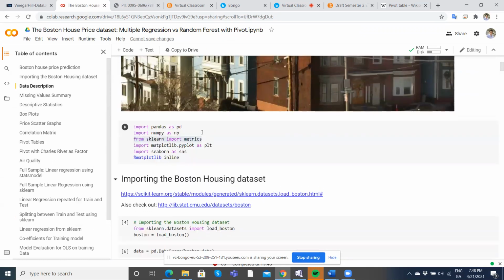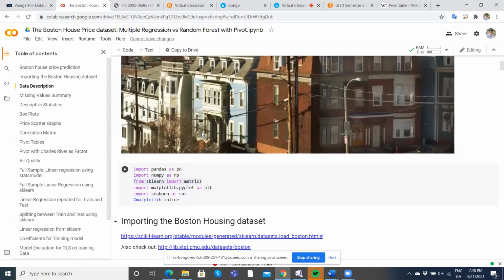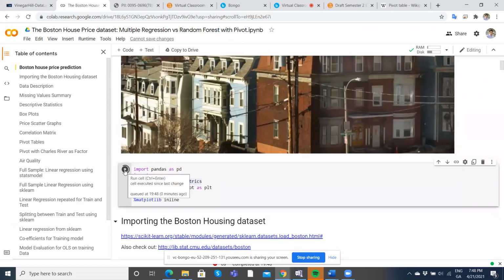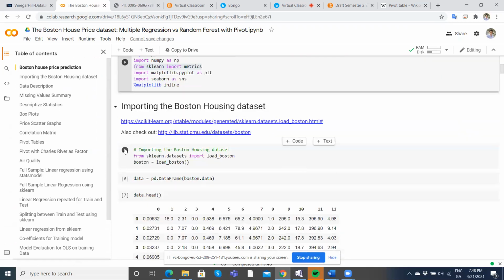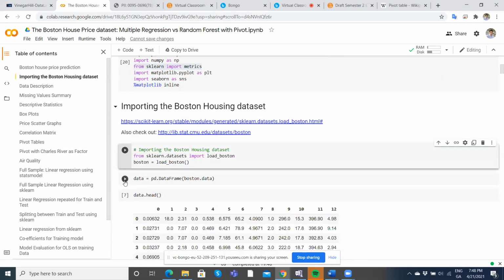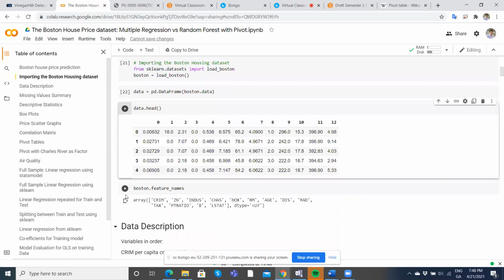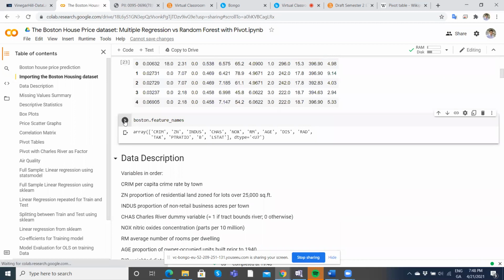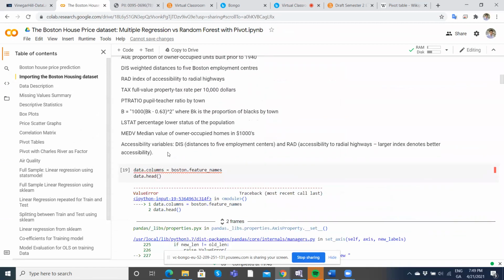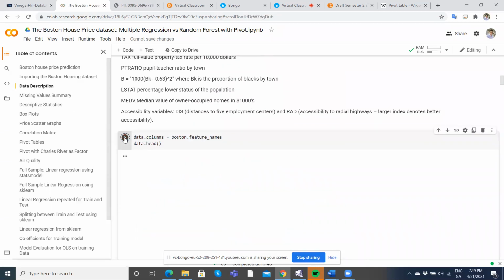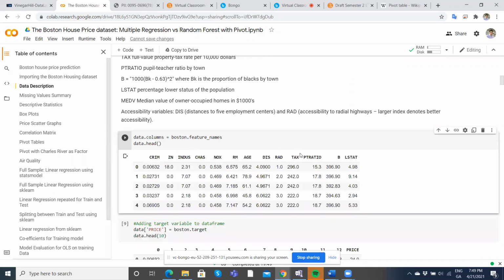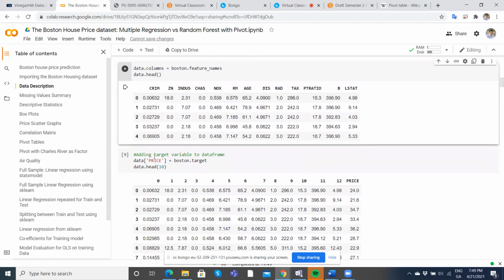Okay, not working. Let's see, so we'll just execute again, all 3. And the Boston feature names. Okay, so finally, what we have now is the columns and the variable, the labels here, okay?